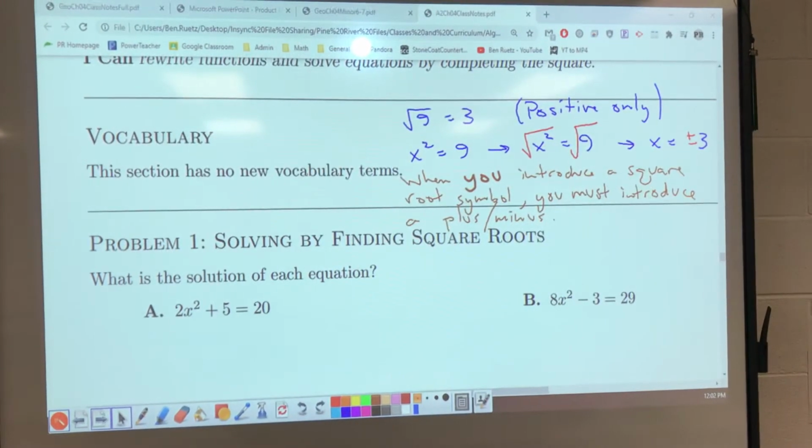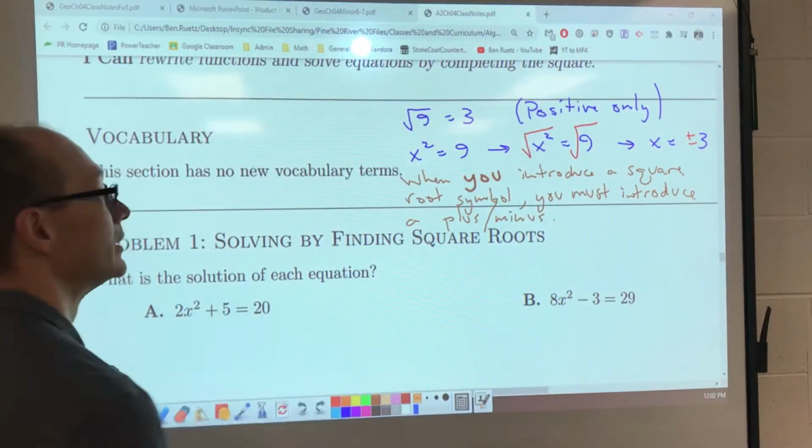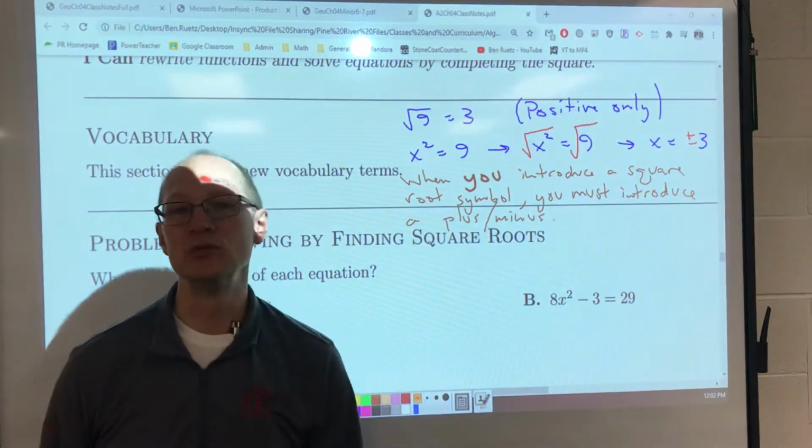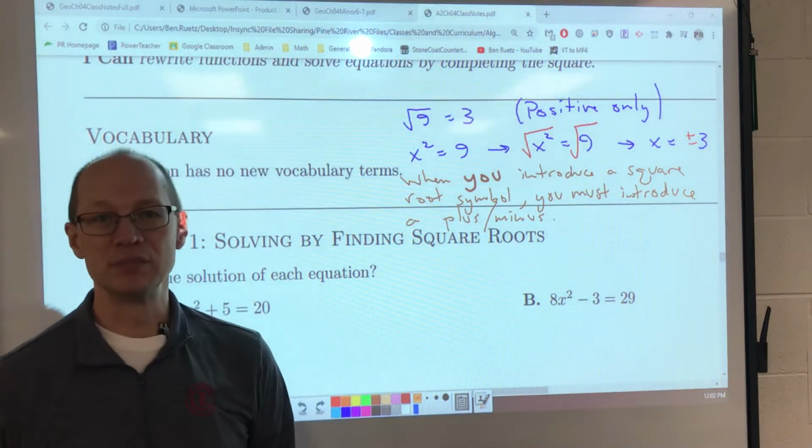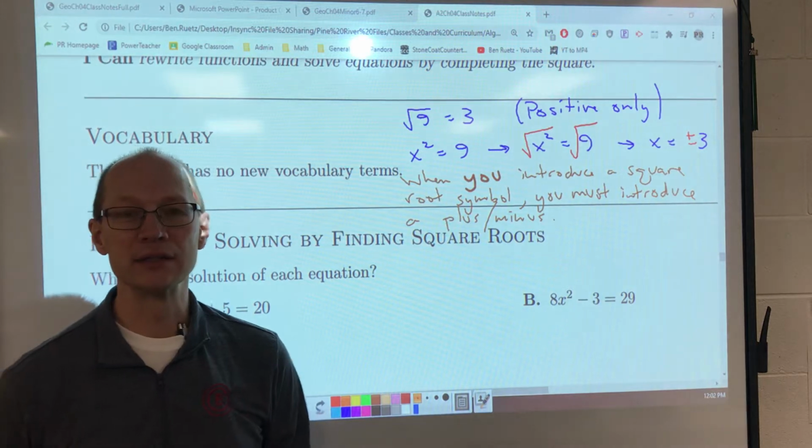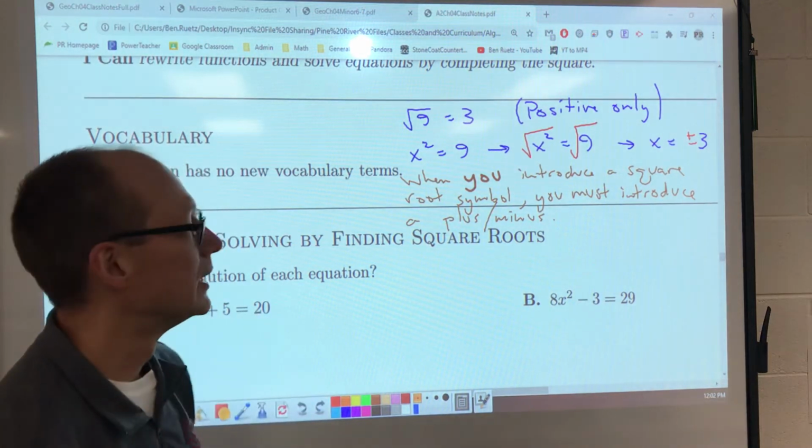Hey class, we're on section 4.6 now. You've got some new notes, a new note packet. They should be in Google Classroom at this point, along with an answer key, hopefully.